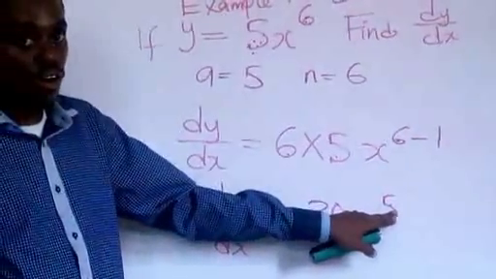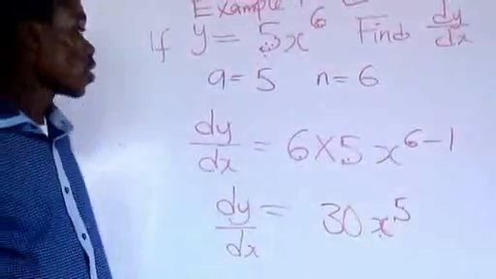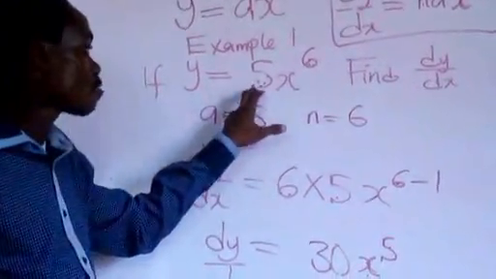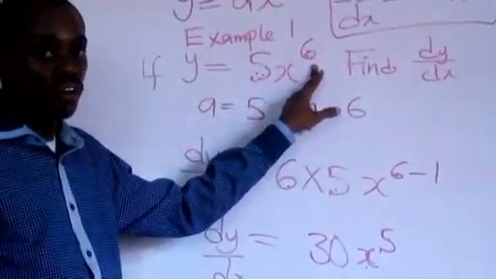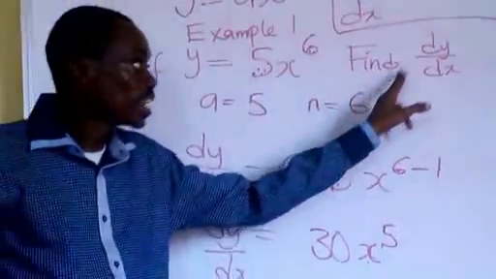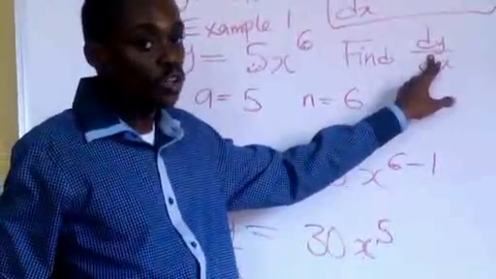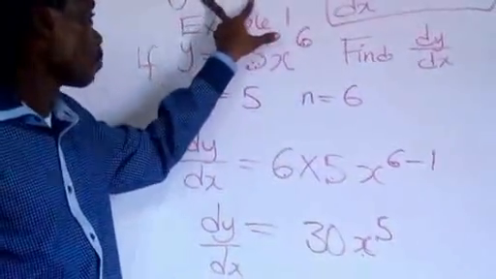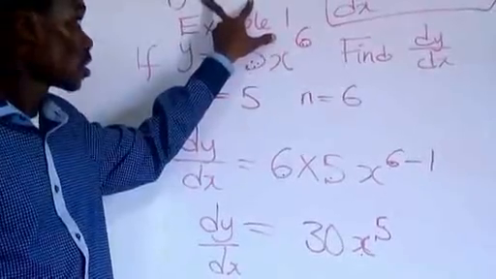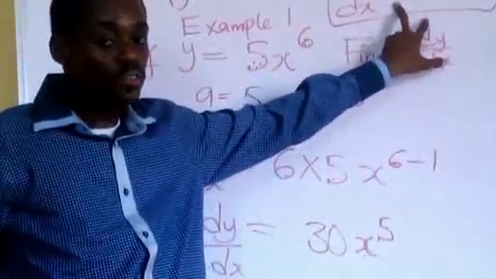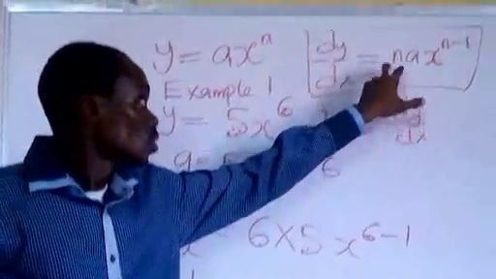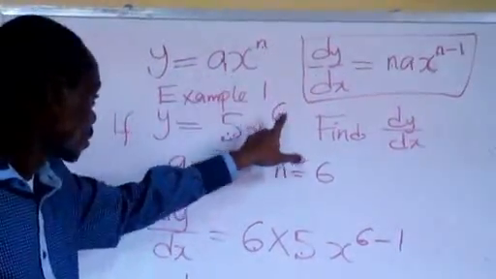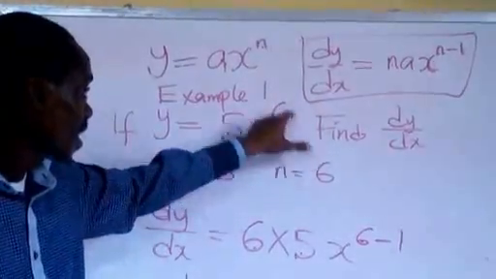Let me go over it again. We're given the function y equals 5x raised to power 6. We're asked to find dy/dx, or find the gradient function. So this is the general form of the function, and this is the formula for finding dy/dx. Applying the formula, our n is 6 and our a is 5. Our a is the constant, which is 5.